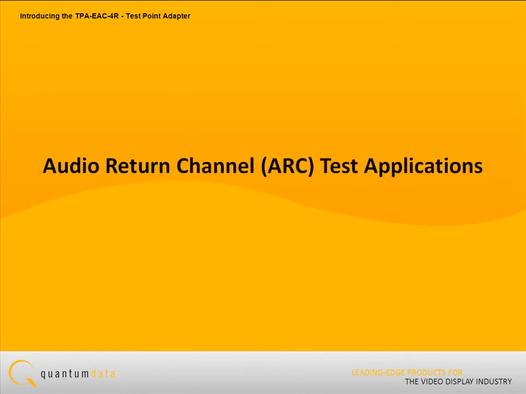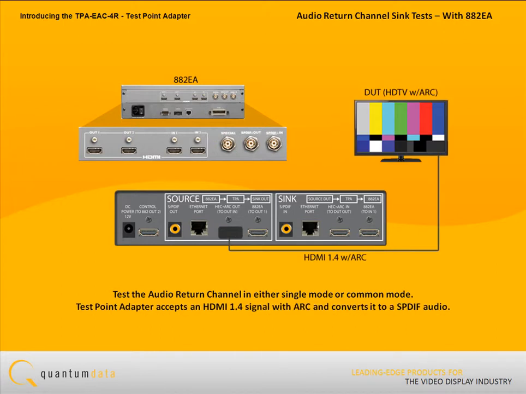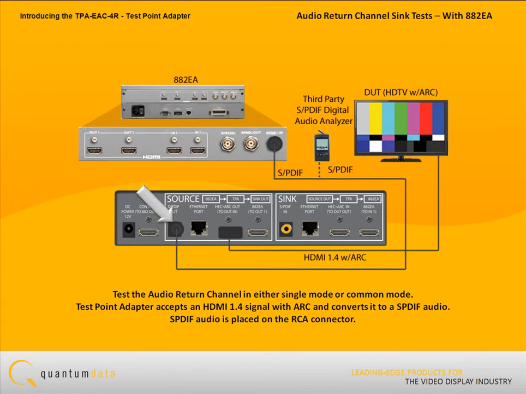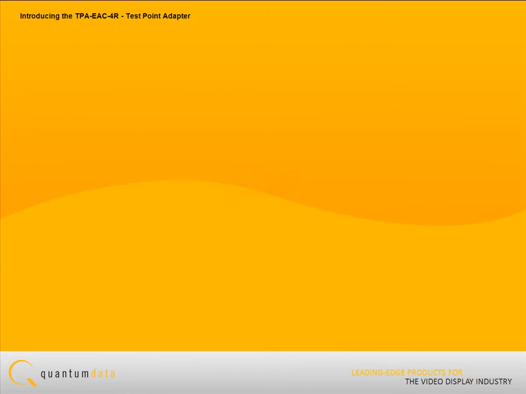Audio return channel test applications. Audio return channel sync tests with the 882EA. You can test the audio return channel in either single mode or common mode. When testing an HDTV's support of the ARC, the test point adapter accepts an HDMI 1.4 signal with ARC from the device under test and converts it to a SPDIF audio signal on an RCA connector. The SPDIF audio signal can then be connected to an external third-party digital audio analyzer or the 882EA for parsing and validation. The 882EA controls the ARC circuits of the test point adapter using CEC commands.